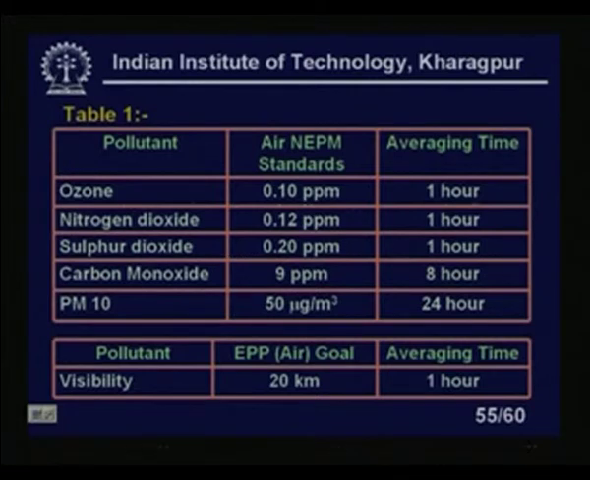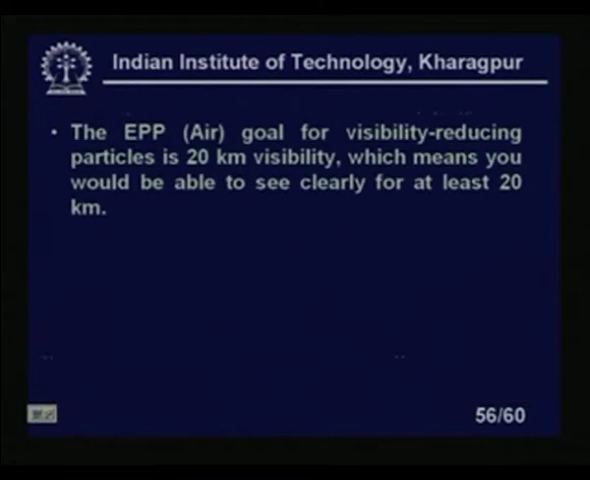And for pollutant and visibility, the goal is 20 kilometers. Okay, so that is our goal, 20 kilometers for the 1 hour averaging time. The EPP goal for visibility reduction by particles is 20 kilometer visibility, which means you would be able to see clearly for at least 20 kilometers.